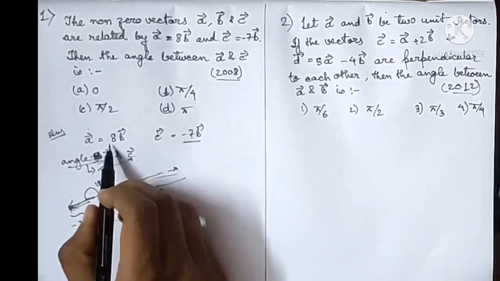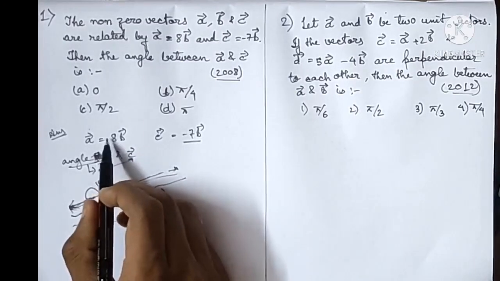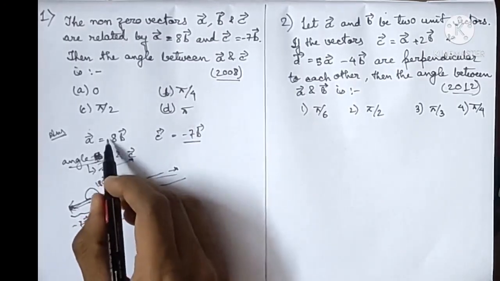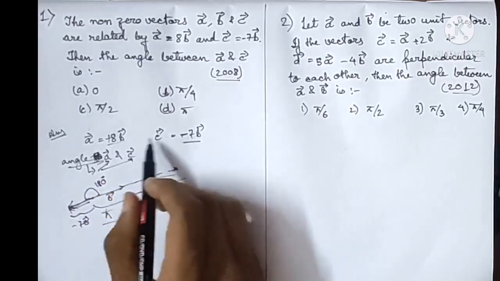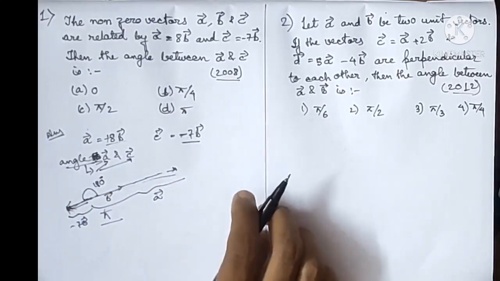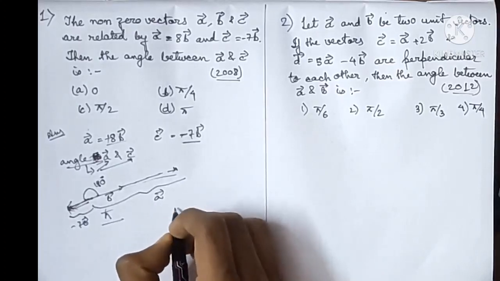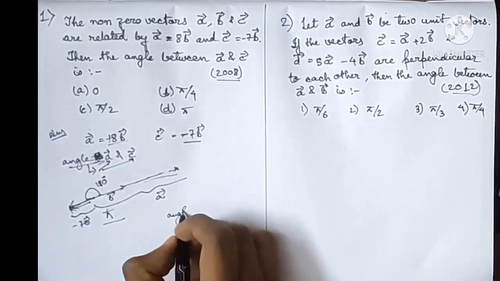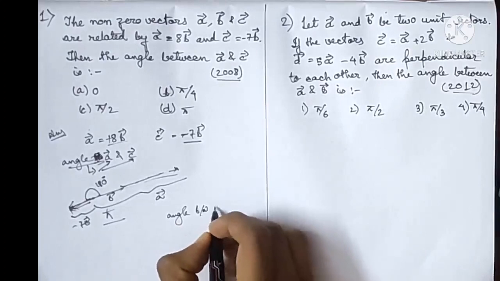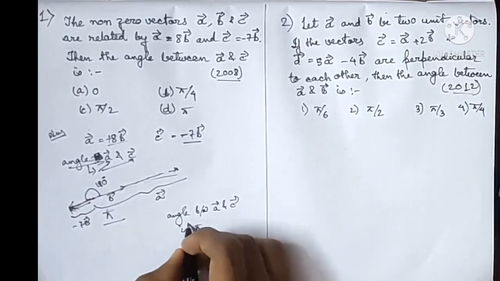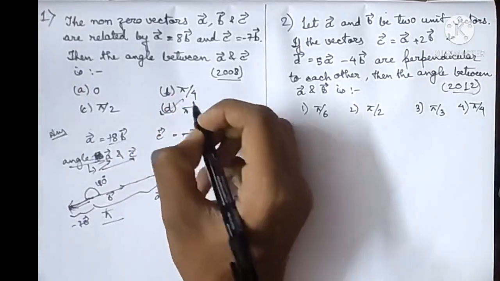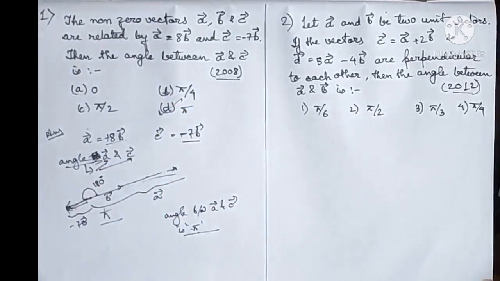So it is very easy, we just need to have a grip on this sign. Here you can just look at the question and see that it is given plus b direction and it is minus b, so they are exactly opposite directions. From that you can say the angle between a and c is pi. So this is the right answer.